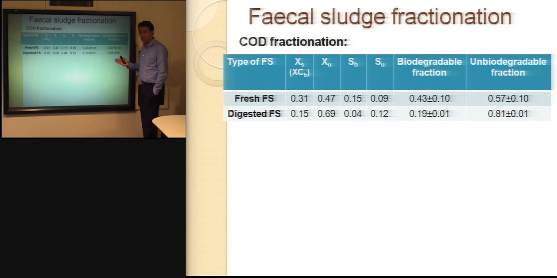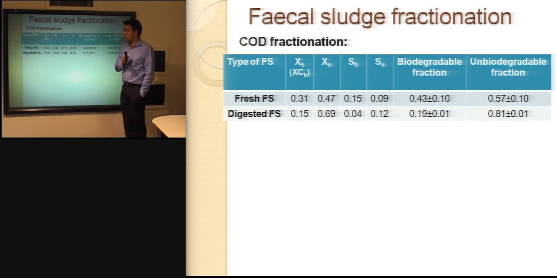That also provides important information to understand that the unbiodegradable fractions present in the fresh fecal sludge can reach almost 60% of the total organics, and about 80% in the digested sludge. So basically, this already gives us enough information to understand that the fraction that cannot be biodegraded by biological means from those sludges comprises most of the total organics in our sludges.